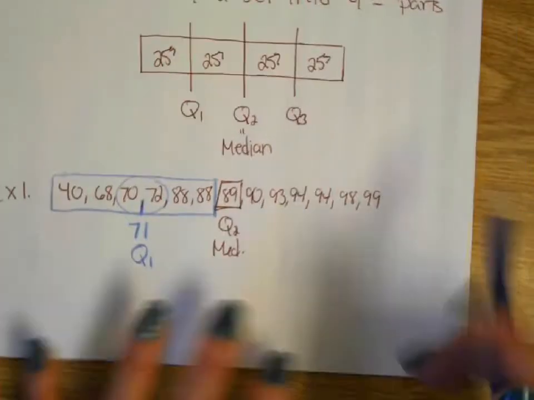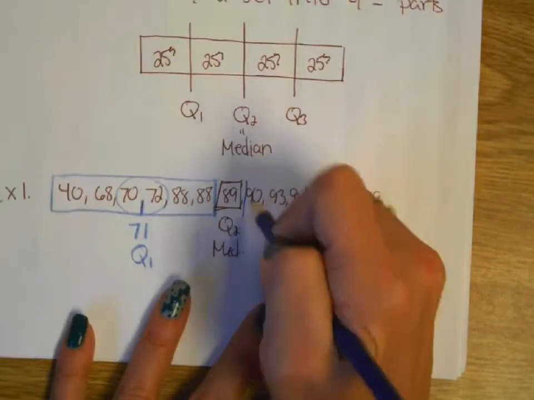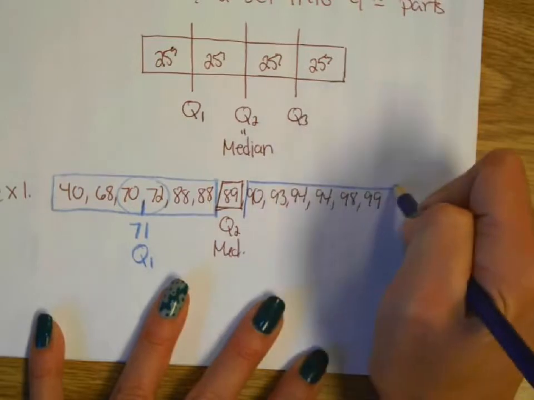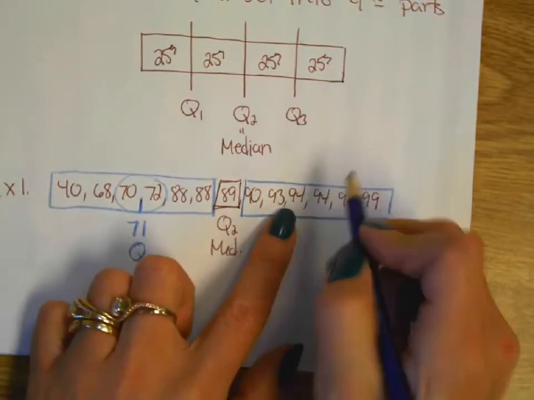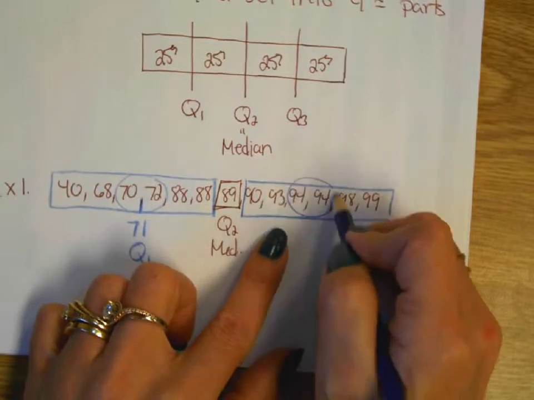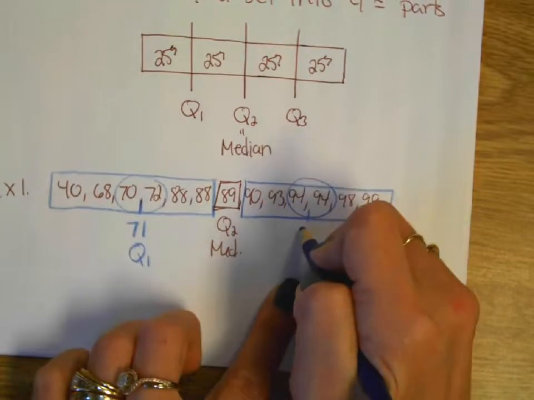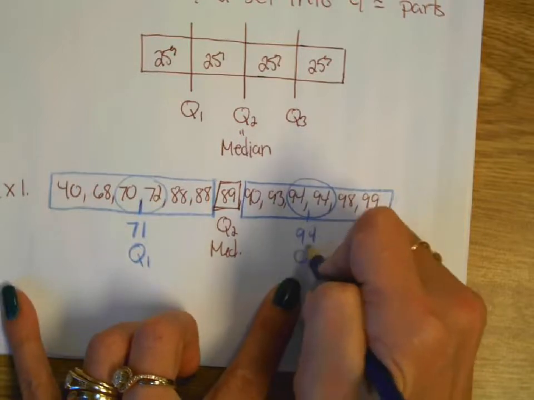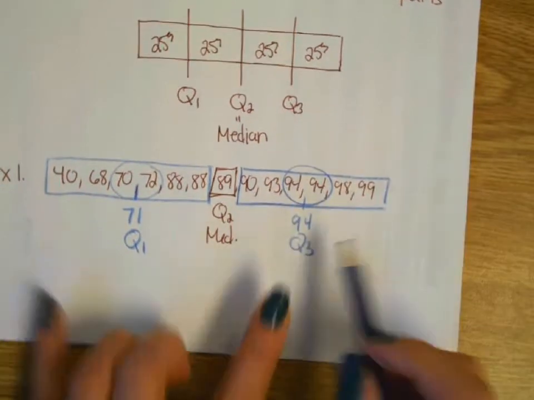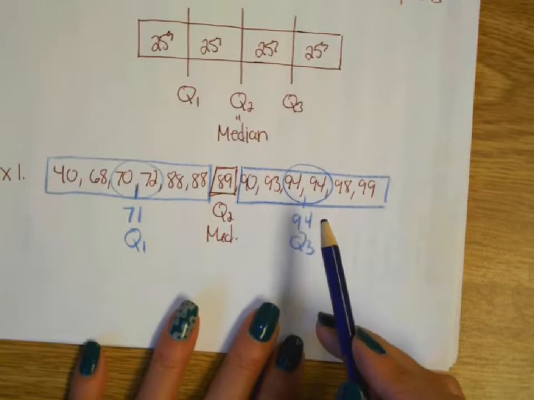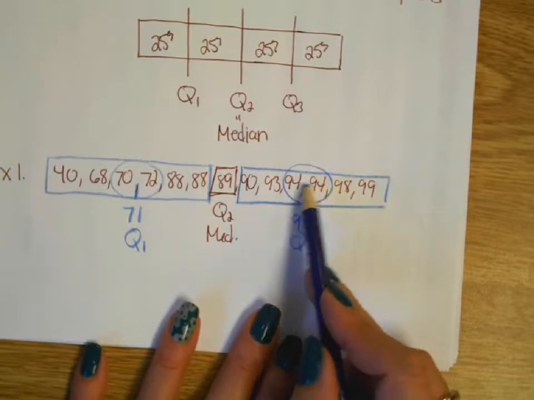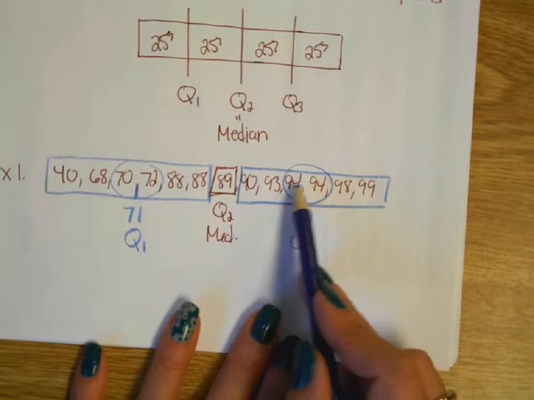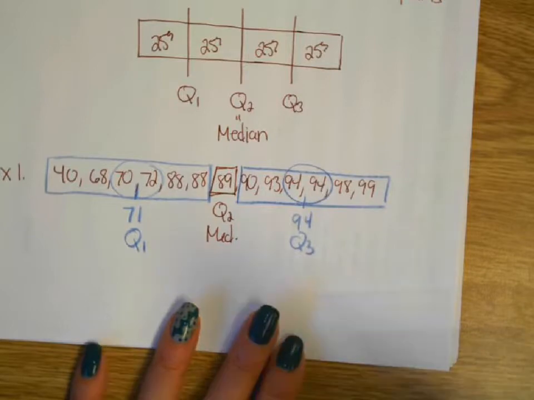And then to find quartile 3, you take this upper half, not including quartile 2, and you find the middle here, and it will be the average of these two, which is a 94. So about 75% of your scores are at or below 94. And you can see that about because it's being included in both this quartile and this quartile here.